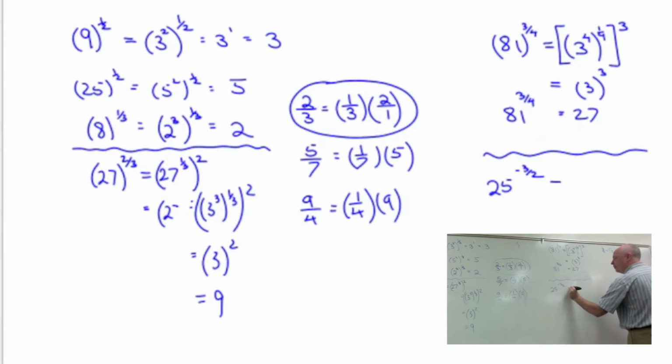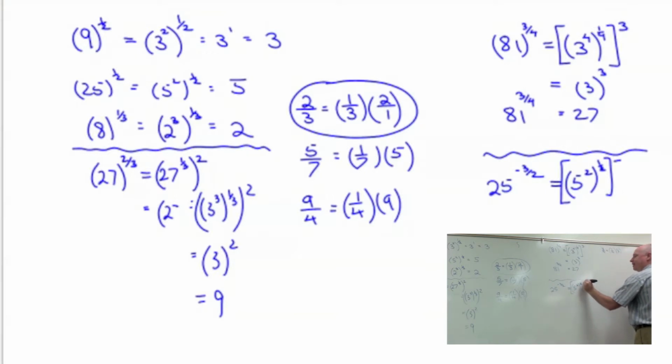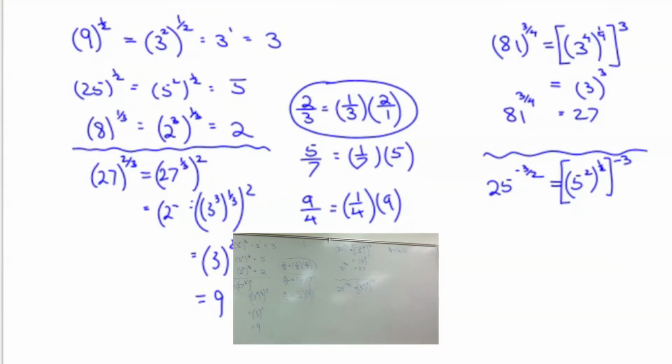So how do I write 25? 5 squared. It's going to get raised to what power? 1/2, because of that 2. And then this whole thing is going to get raised to negative 3. Don't lose the negative sign. Like I said, you can take care of the negative at the beginning if you want. You just create the fraction at the beginning. But I like doing it at the end. It's just preference. All right, what's 5 squared raised to the 1/2?